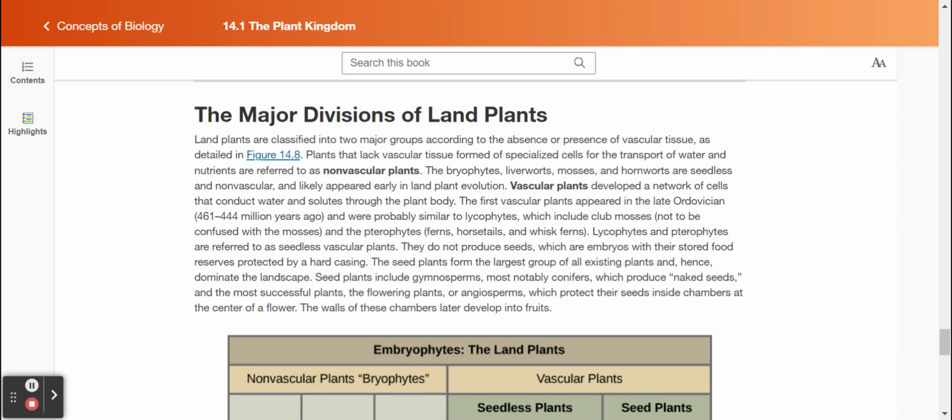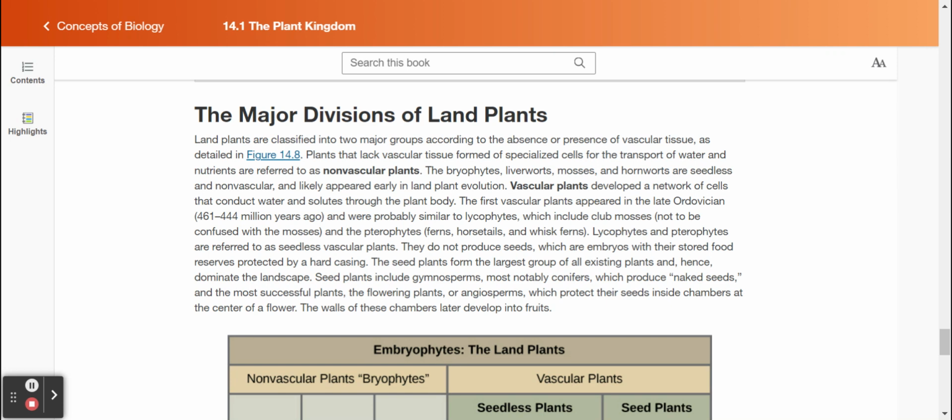Vascular plants developed a network of cells that conduct water and solutes through the plant body. The first vascular plants appeared in the late Ordovician, 461 to 444 million years ago, and were probably similar to lycophytes, which include club mosses, not to be confused with the mosses, and the pterophytes, ferns, horsetails, and whisk ferns. Lycophytes and pterophytes are referred to as seedless vascular plants.